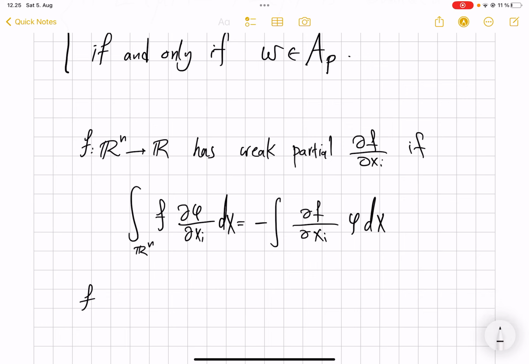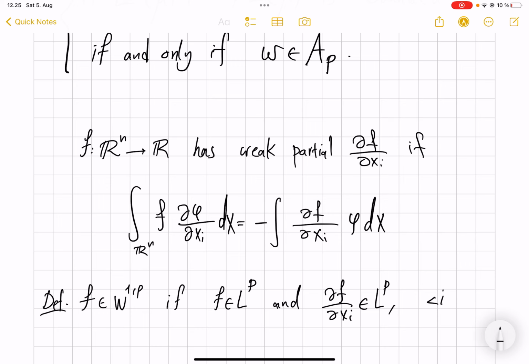So we say f is in W^{1,p} if f belongs to L^p and the partials of f belong to L^p. Well, you do this for all coordinates.